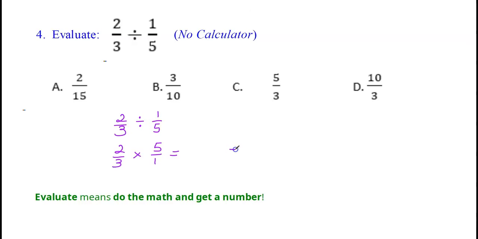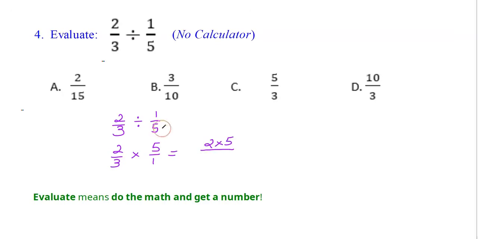I evaluate. I've turned this into a multiplication problem, and you should see I flipped the second fraction, put the 5 on top and the 1 on bottom. Let's multiply this out. And when you multiply fractions, you just multiply top times top and bottom times bottom. So the top numbers are 2 and 5, so 2 times 5. On the bottom is 3 and 1, so let's multiply 3 times 1. 2 times 5 is 10. 3 times 1 is 3. This matches up with the answer choice D.